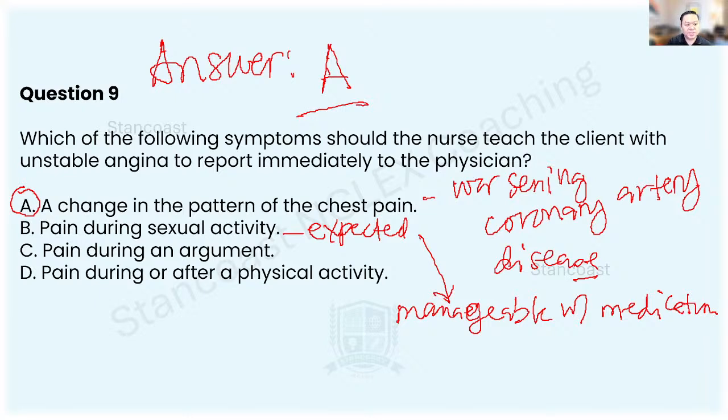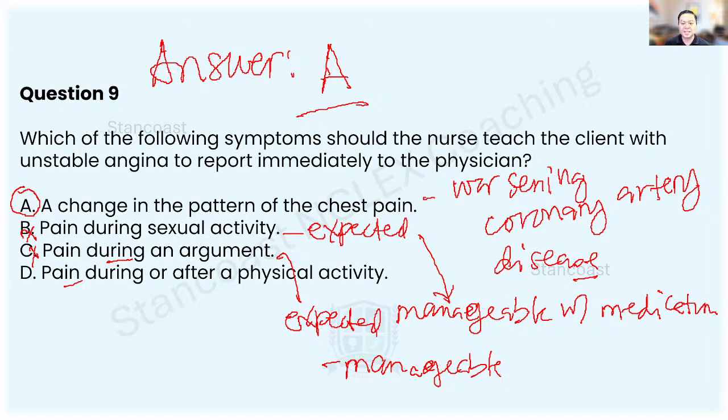Now, what about letter C? Pain during an argument. The same thing. It is also expected and also manageable by taking the nitroglycerin. It's also stress that can be addressed by taking the nitroglycerin. Now, if you answered letter D, pain during or after physical activity, what does that mean? Well, it is also expected, right? During and after physical activity, they're going to end up with the pain because of the stress. This is expected. Again, this is manageable.